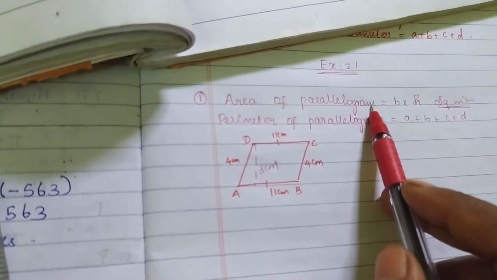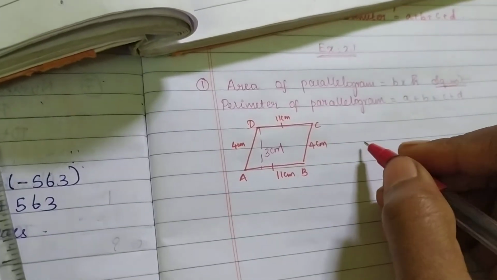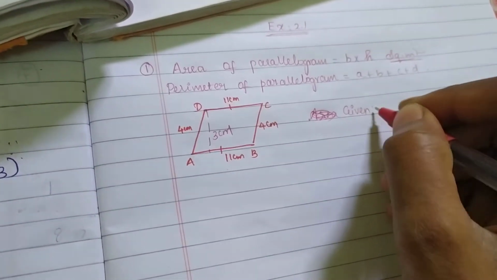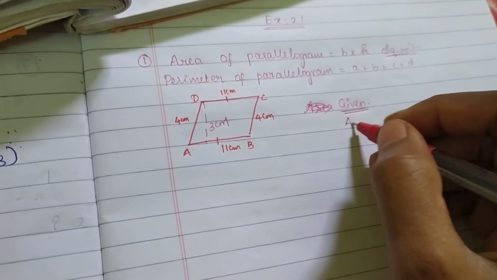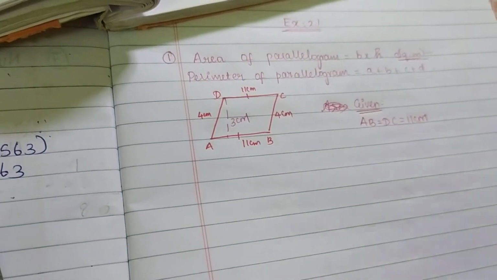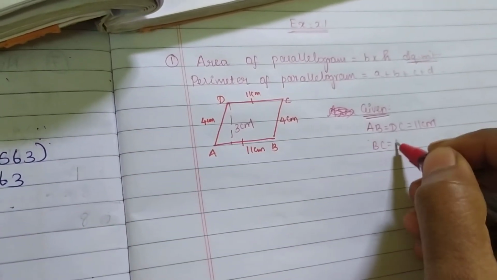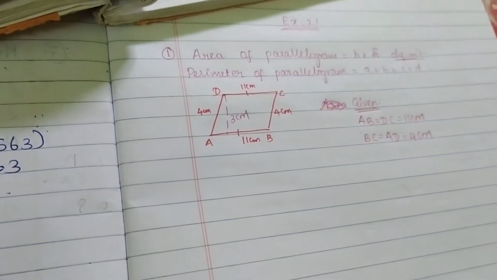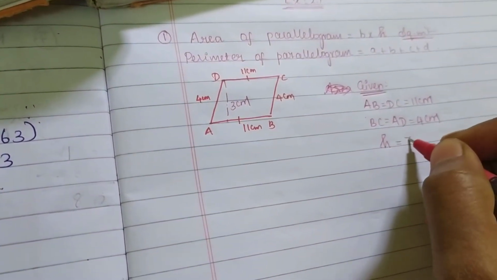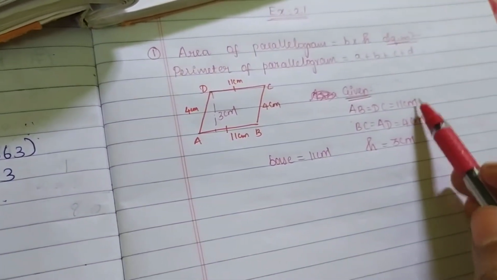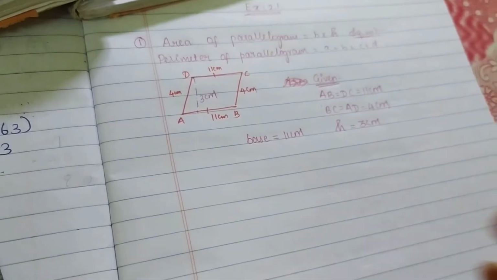What are they asking? The area of the parallelogram. What are the given values? AB equal to DC equal to 11 centimeter. Then BC equal to AD equal to 4 centimeter. They have given this by using the rectangle, so the parallelogram is also the same. In this place my height is equal to 3 centimeter. What is my base? They already gave it, right? This is a base, 11 centimeter. This is for the perimeter measurement, and this is for the area's measurement.